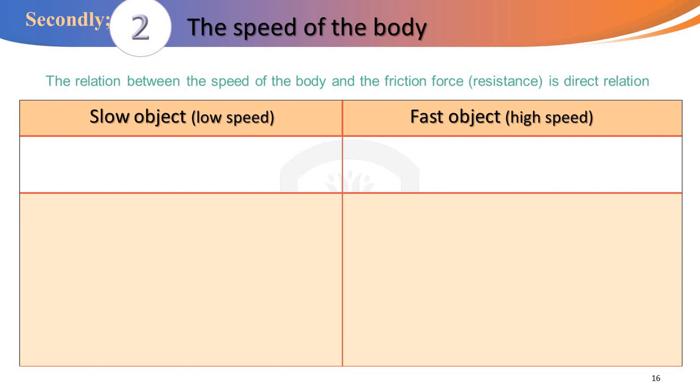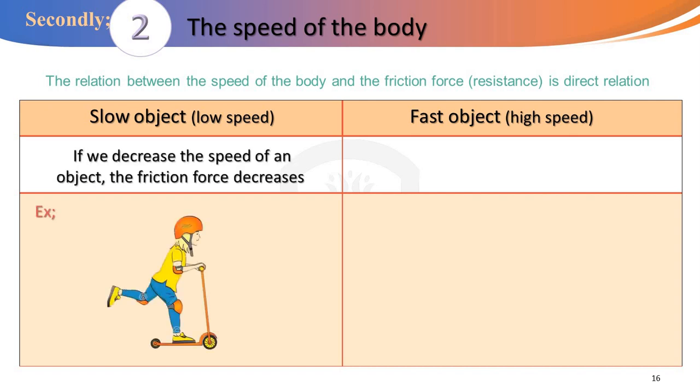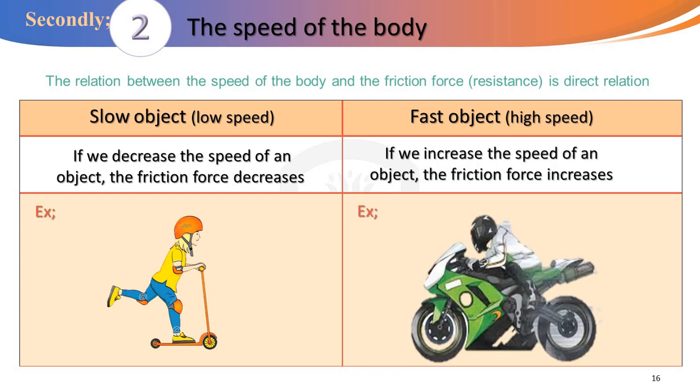The second effect is the speed of the body. The relation between the speed of the body and the friction force is a direct relation. In the case of a slow object, if we decrease the speed of an object, the friction force decreases. But in the case of a fast object, if we increase the speed of an object, the friction force increases.